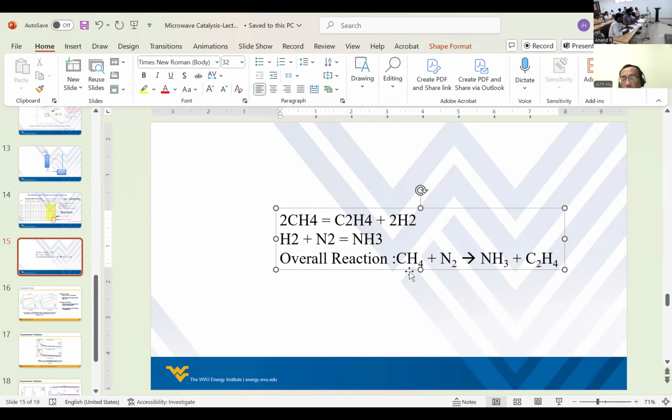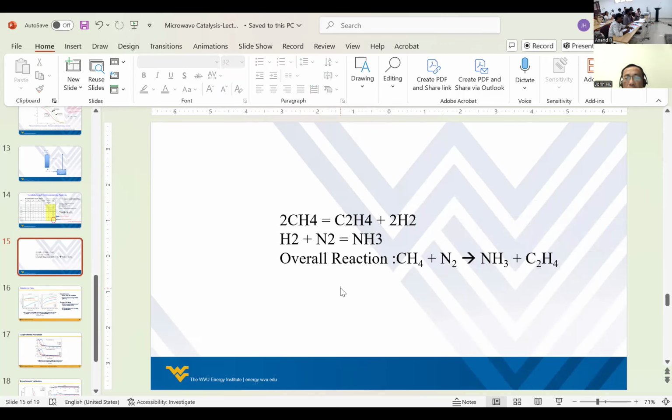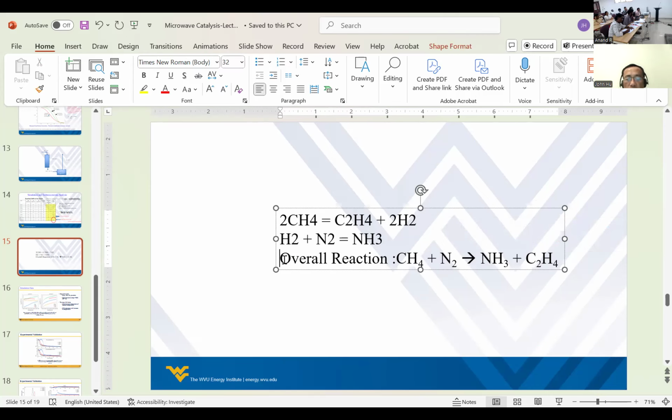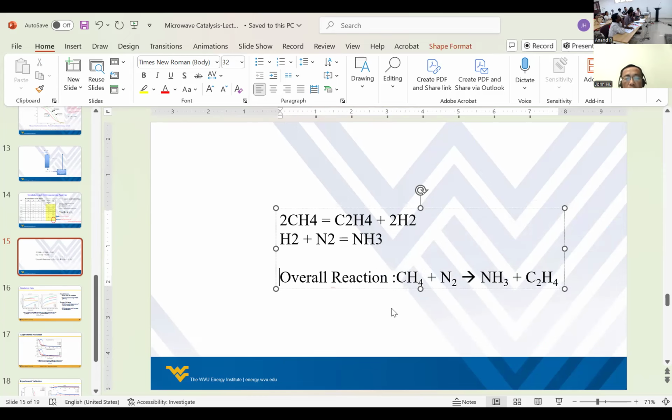It looks pretty good, but it's challenging. I'm going to talk about the pros and cons: why the Haber-Bosch process goes this way, what's the benefit, and what's the challenge. You will see the challenge: activating the methane and the nitrogen together is a challenge. So this is what we need to talk about.